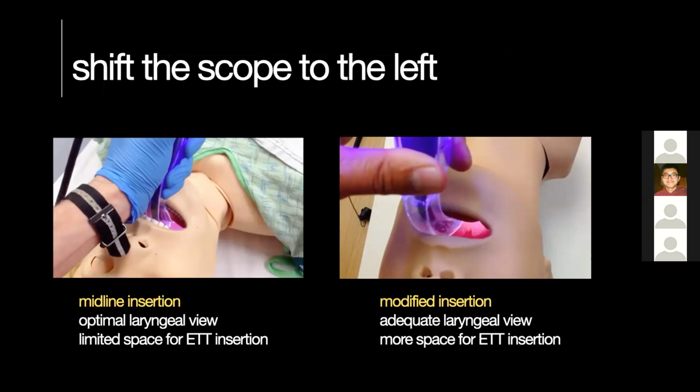So my little tip is to do a modified insertion. You can go midline, but then shift it to the left. You're going to have an adequate laryngeal view. Yes, it's not going to be right in the middle of your screen, but you're still going to see the same image. It's just going to be shifted to the side, and you're going to have a lot more space for your ET tube insertion, as you can see on the right of your screen. So shift it to the left is my number 1 tip.